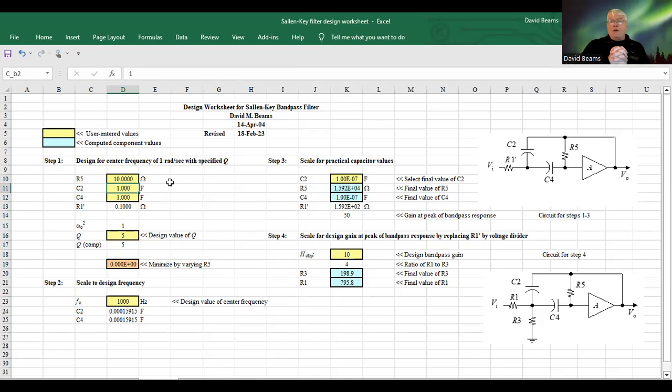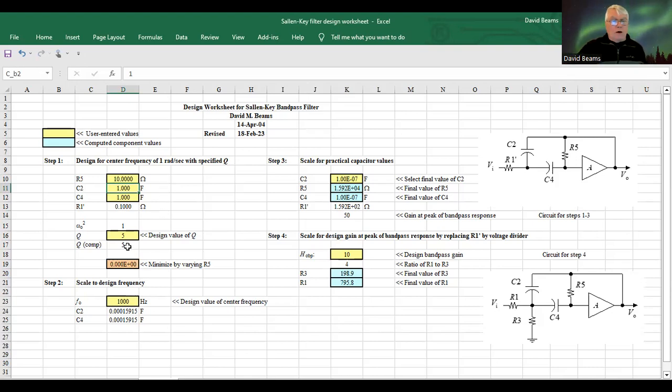Now, why do I not change the capacitors? Well, the capacitors, when we're designing active filters, we generally specify the capacitors first because we have the least flexibility in choosing the capacitors.